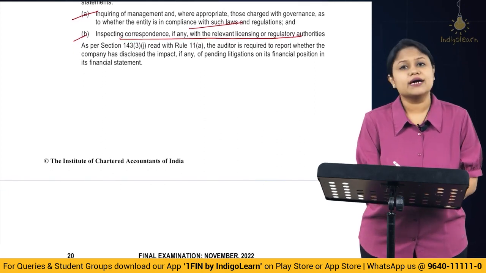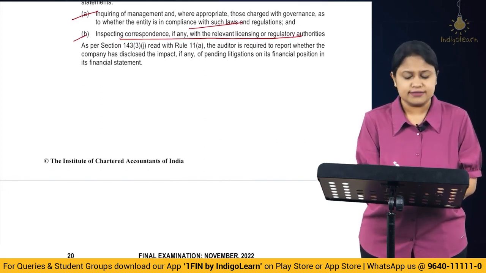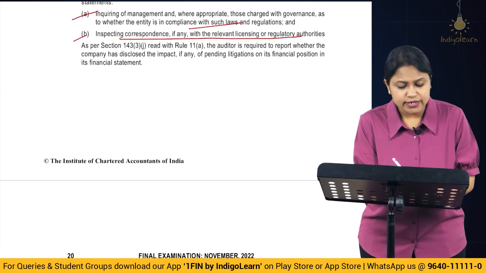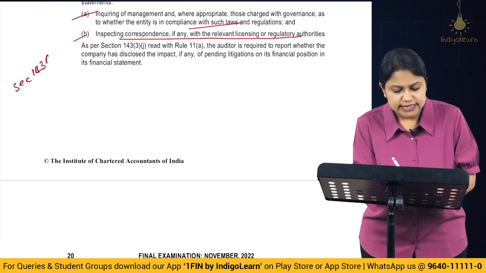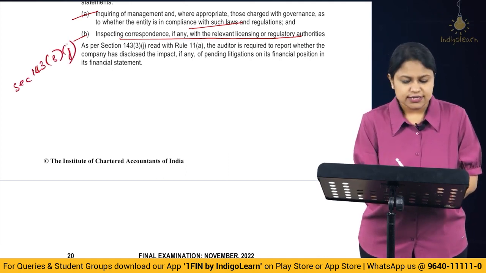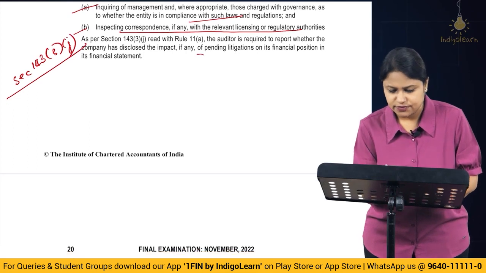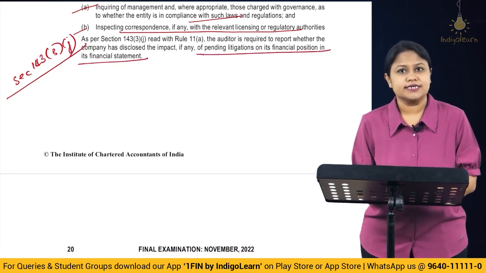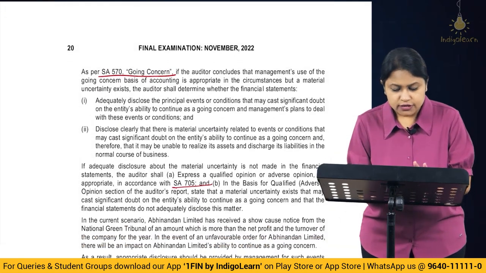Along with that, we know in the company's audit, it's a company Abhinandan Manufacturing Limited. So there is a reporting as per section 143 subsection 3 clause J also, that you have to report regarding the litigations, the pending litigations of financial statements. So that also you have to point out.